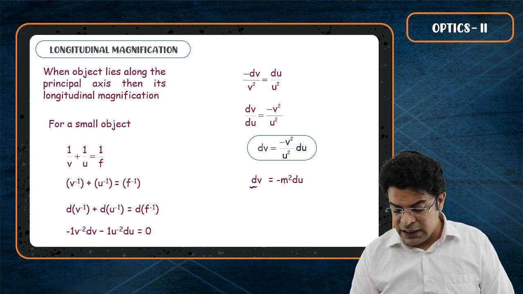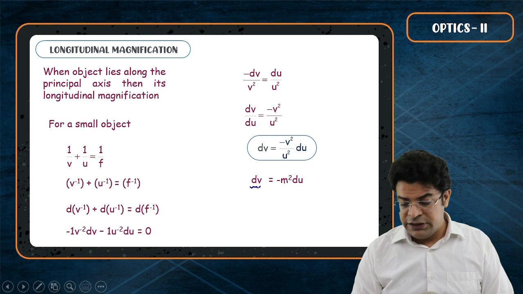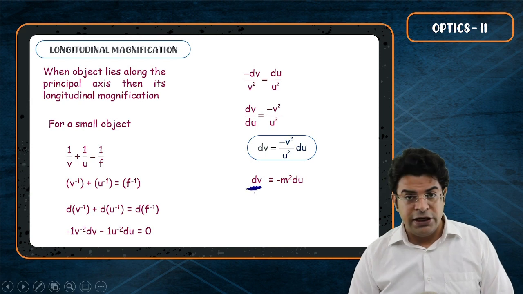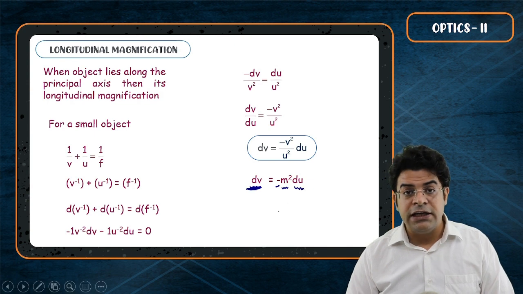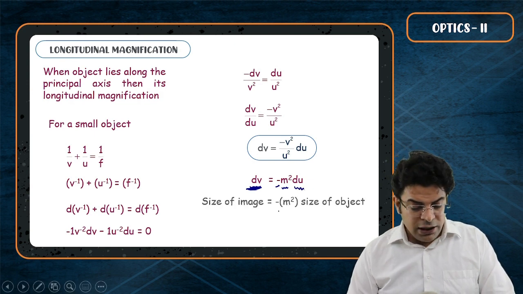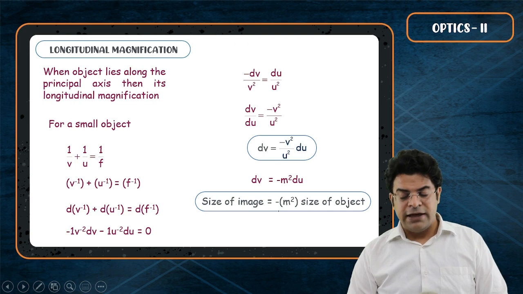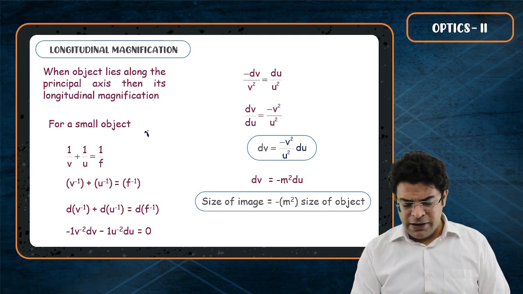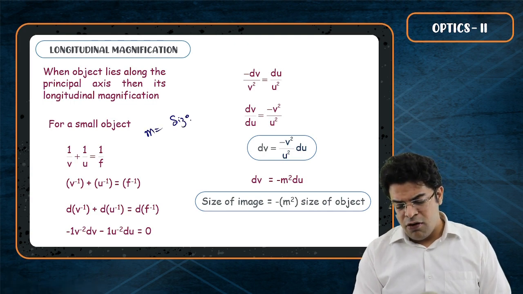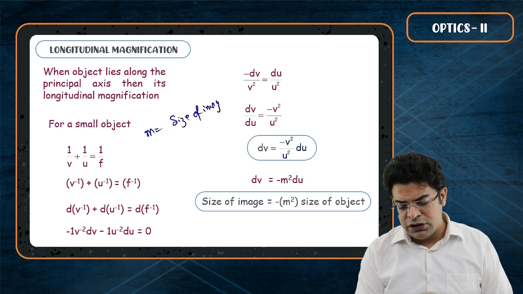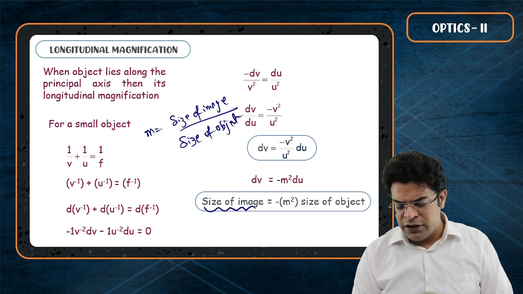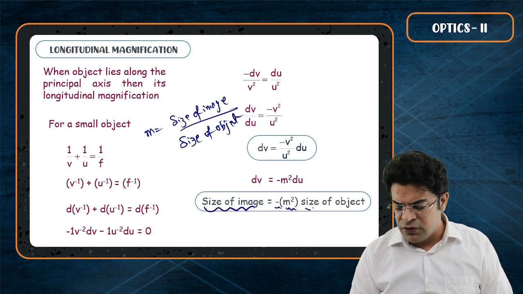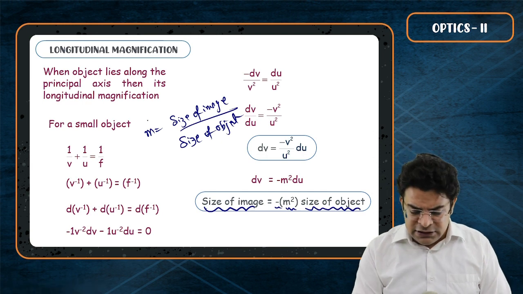So you can say that for a small object, the size of image equals to minus times the magnification square times the size of the object. Now here students ask me many a times, sir, you said that magnification is size of image upon size of object. Yes. Then how dare you say that size of image equals to minus times the magnification square times the size of object? Why is there a square here?